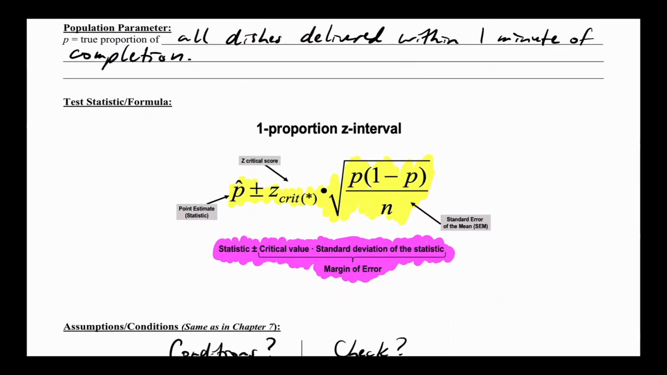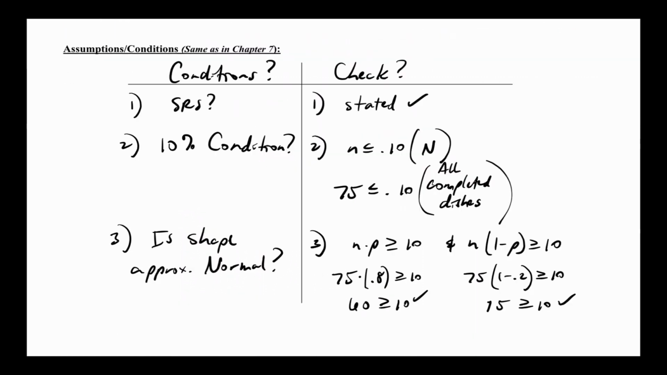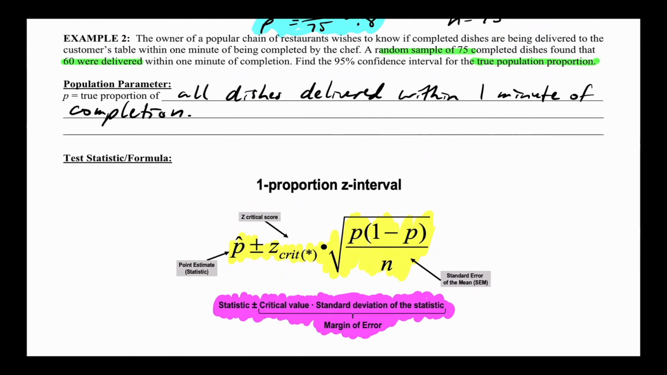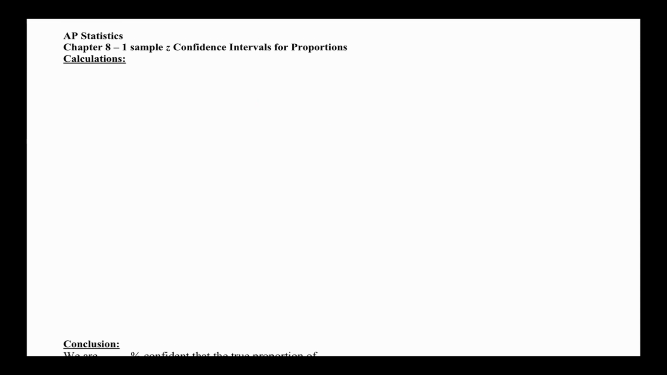Here's the formula we used for this. It's the one proportion Z interval. One meaning one sample. We only got one sample, 60 out of 75. It's a proportions problem. Z, because we use Z critical, Z scores, and it's an interval, a confidence interval. Okay, there's the formula. And then we stopped right here with our conditions and we checked them. They all checked out. So the next one is calculations. Those are the first three, 1, 2, 3. Here's the fourth one, calculations.